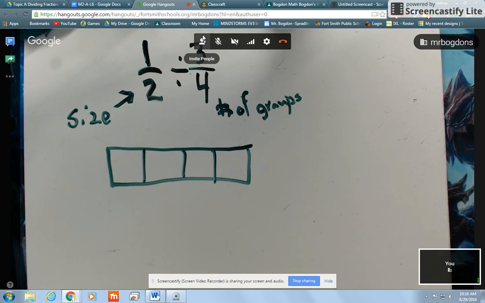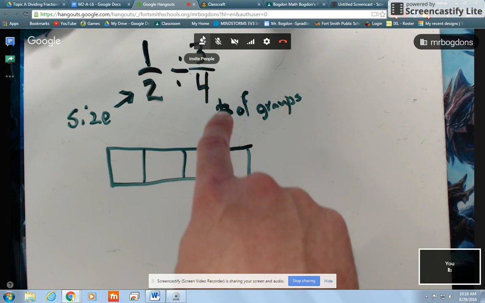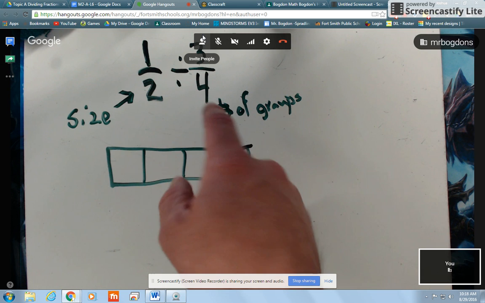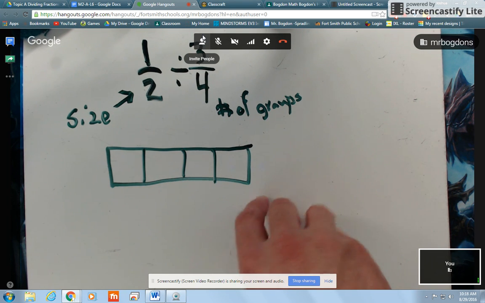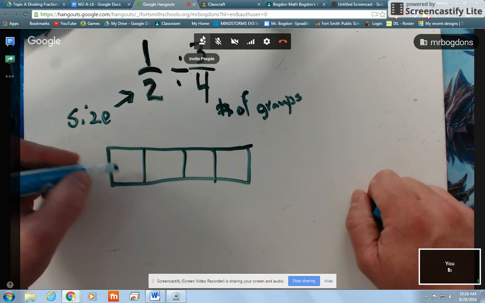So I draw 4 boxes. I'm drawing 4 boxes because what's telling me to draw 4? The denominator. It tells me the size of my groups. Brittany, head up. And to represent, why am I shading in 3 of the 4? Yes, that's how many fourths I have present.